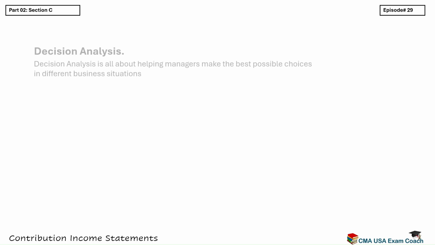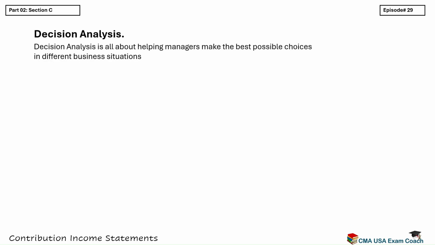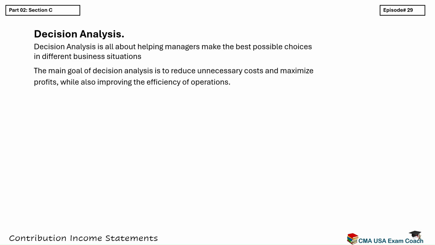Decision analysis is all about helping managers make the best possible choices in different business situations. It involves analyzing costs, revenues, and possible outcomes to decide which option will benefit the company the most. The main goal of decision analysis is to reduce unnecessary costs and maximize profits, while also improving the efficiency of operations. Whether it's choosing between products, deciding on pricing, or evaluating whether to make or buy a component, decision analysis gives a structured approach to finding the most profitable and logical solution.